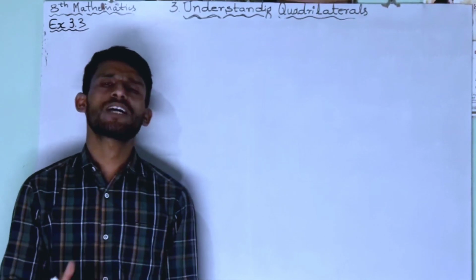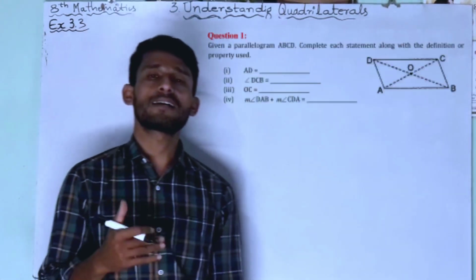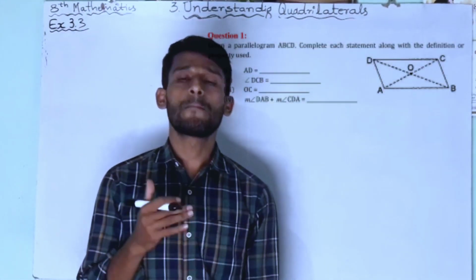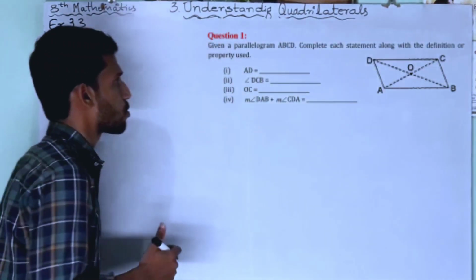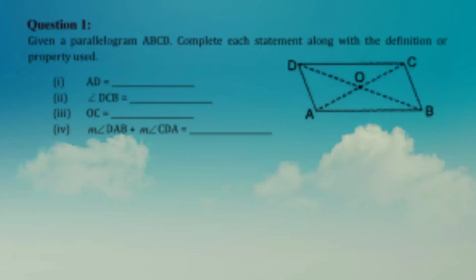Dear friends, in today's class, I am going to start exercise 3.3, first question. Let us see here first question. Given a parallelogram ABCD, complete each statement along with the definition or property used. Okay, let us see the solution here.